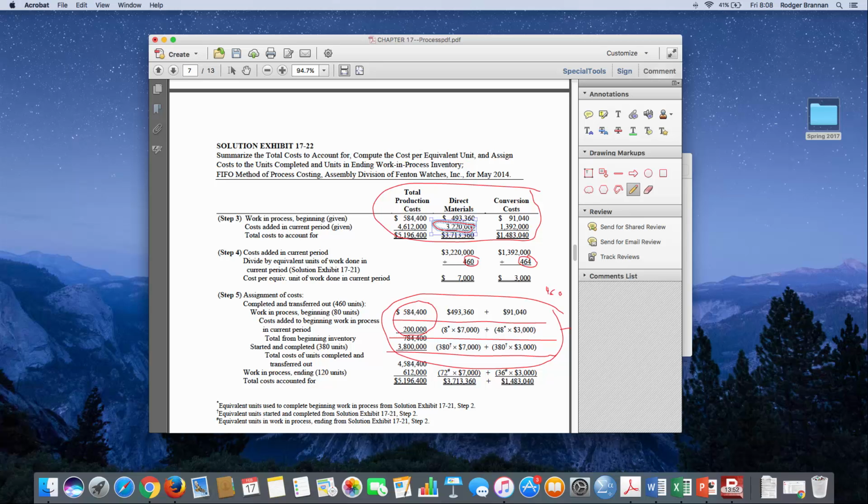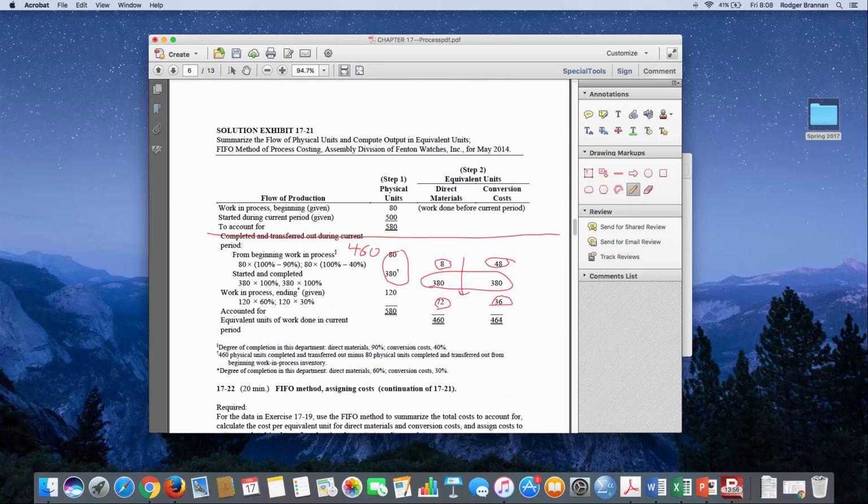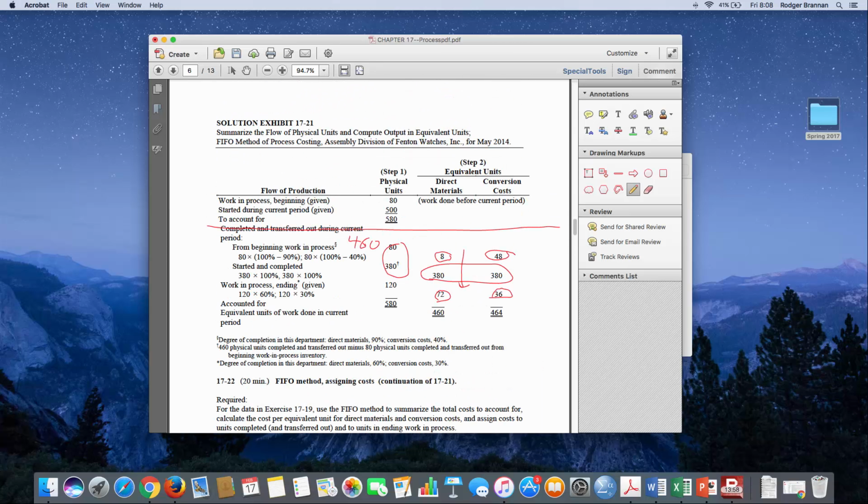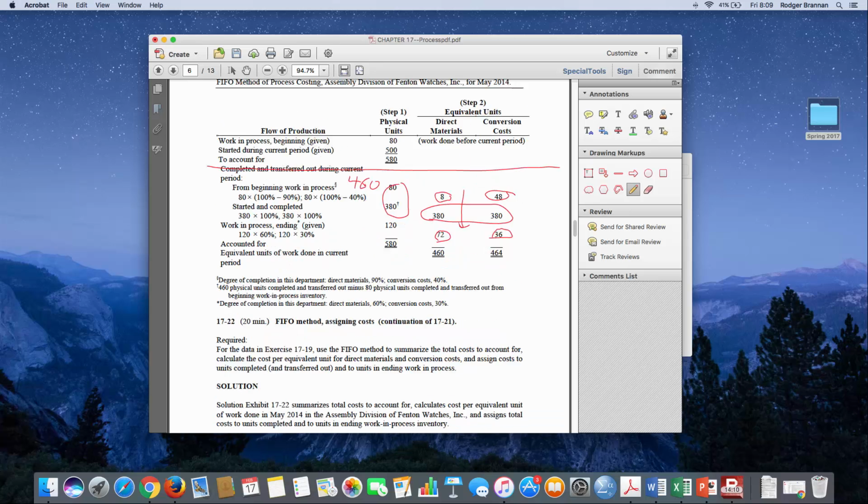So the difference with FIFO is, number 1, go back up here, in calculating the equivalent units. And that is, I'm only going to measure the work done during this time period. What did I add to complete beginning inventory? What did I do in terms of starting completed? And what about ending inventory?